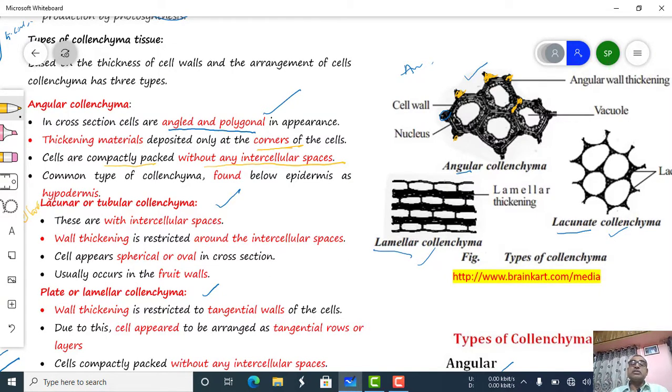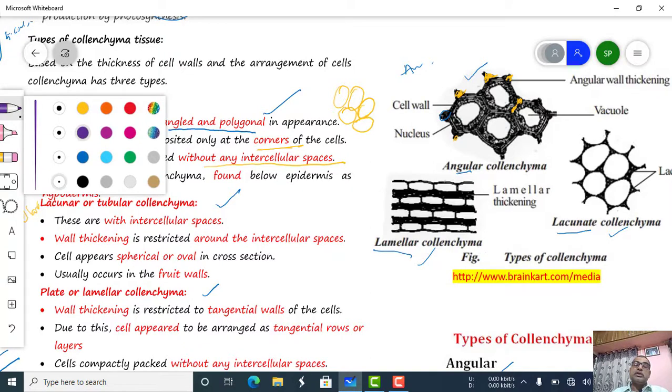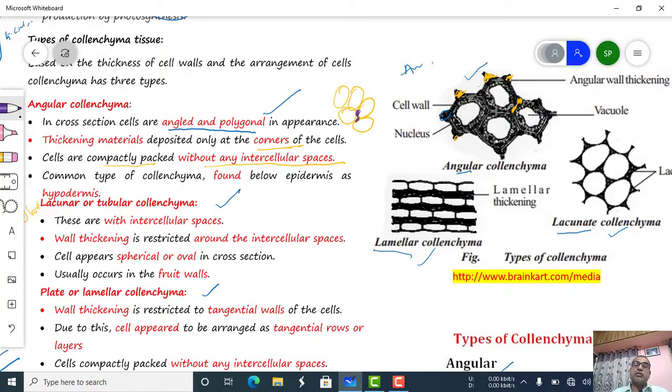What is intercellular space? The space enclosed by the cells is called the intercellular space. If you see this one, then this will be the region of intercellular space. The space present in between the cells is the intercellular space. So such cells are compactly packed without any intercellular space. This is the common type of collenchyma found below the epidermis as a hypodermis.